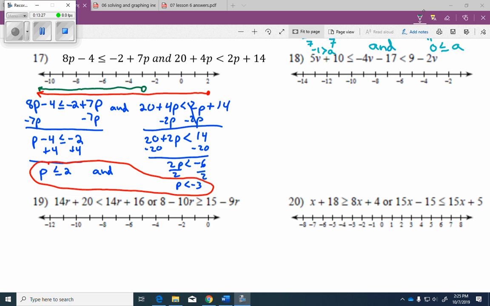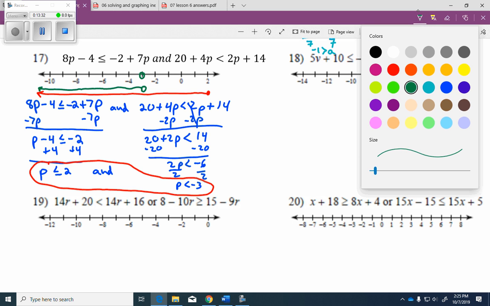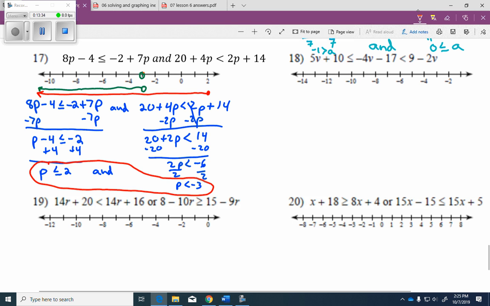So I need to plot the open circle, and I need to plot everything that's in the overlap. So my final answer is what's on the number line. So it doesn't look compound. It looks like it's just one inequality. It looks like it's an inequality that says that p is less than negative 3. But that's the answer to this compound inequality.